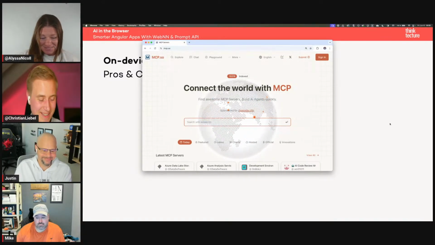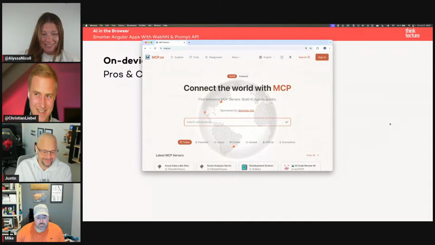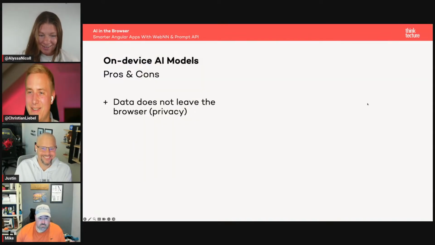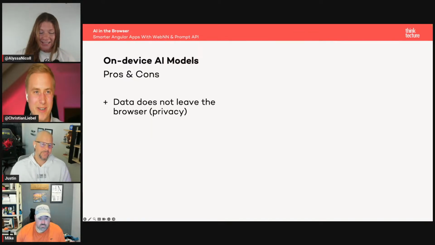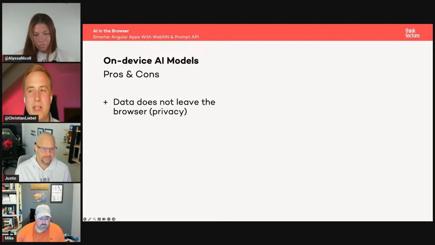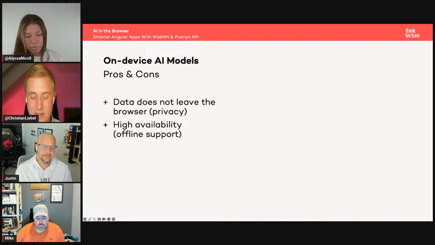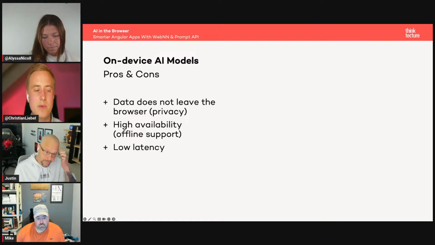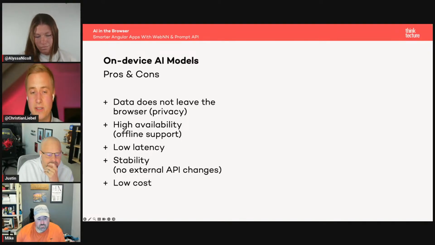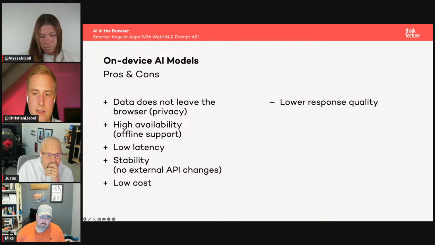Absolutely. No worries. I have one last slide, pros and cons. Because it basically summarizes everything just nicely. So, pros for on-device models: data doesn't leave the browser. Great for privacy, for medical use cases and what else you could imagine. High availability, it's always there, even if you're offline. Low latency, because it's limited by your hardware only. It's pretty stable because the API doesn't change, which could happen in theory for third-party services. And low cost, because your users pay, since it's executed on their device.